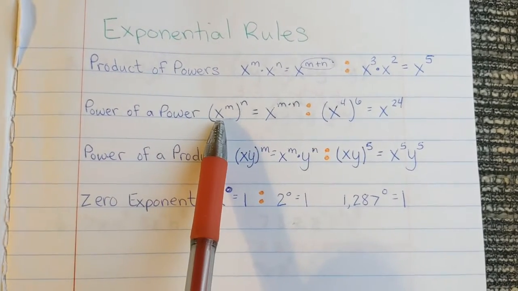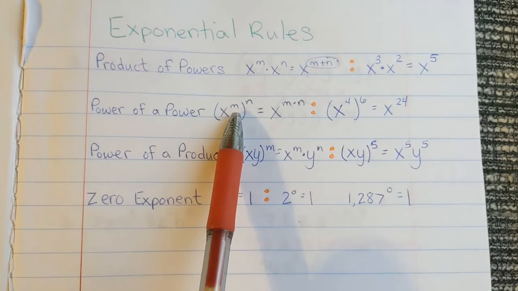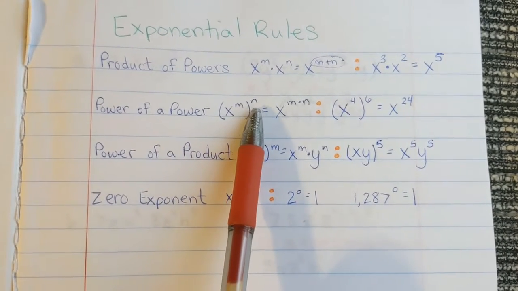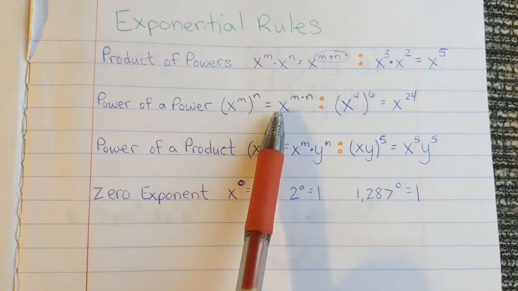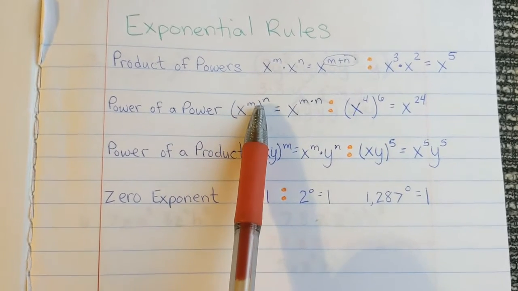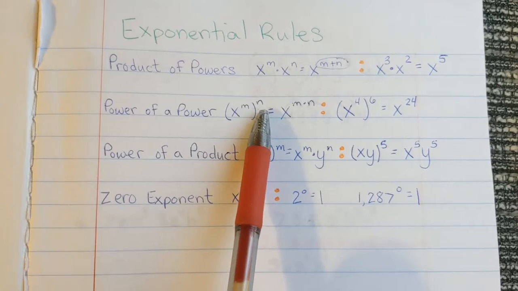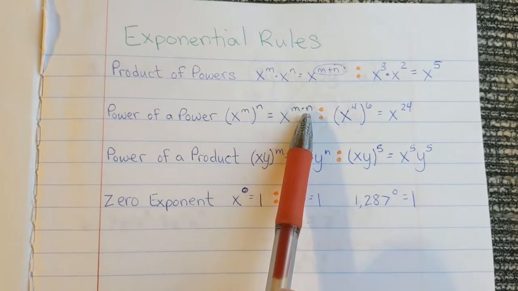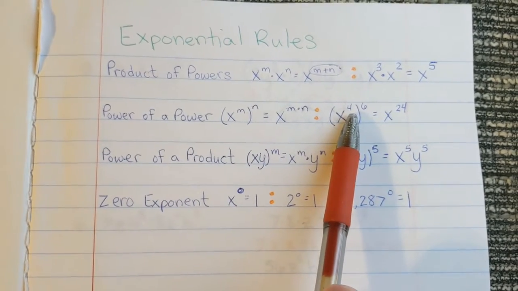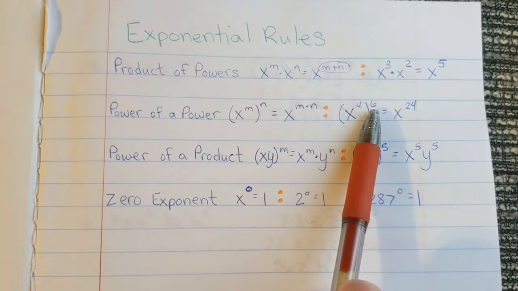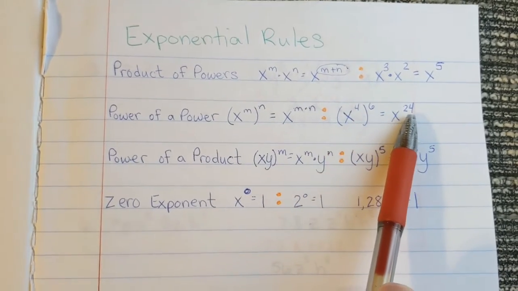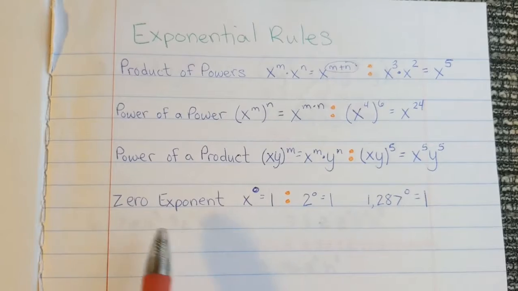Power of a power. If you have x to the m, and it's in parentheses, raised to the nth power, you will multiply. It's kind of like distribution, but not fully. So this will be m times n. X to the fourth, in parentheses to the sixth, you just multiply 4 times 6, which is 24.